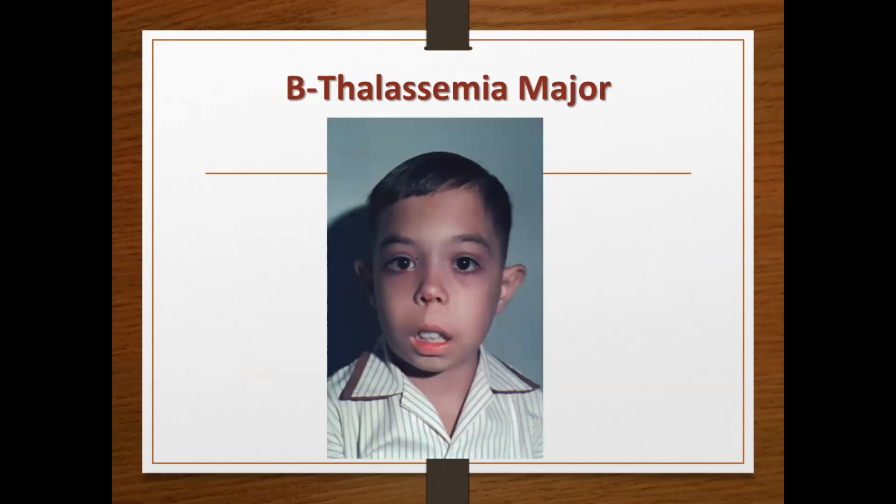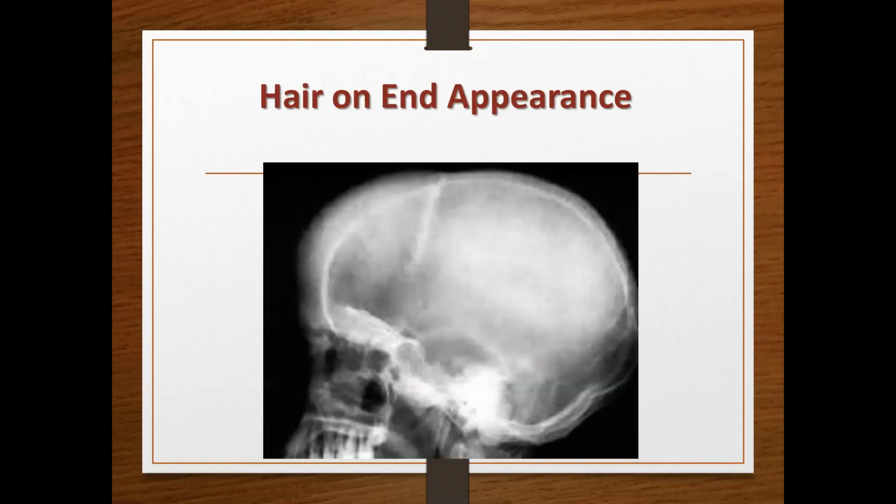This is a picture of a child with beta thalassemia major. You see upward slanted eyes, depressed nasal bridge with prominence of facial bones. This is a skull X-ray film showing hair-on-end appearance.